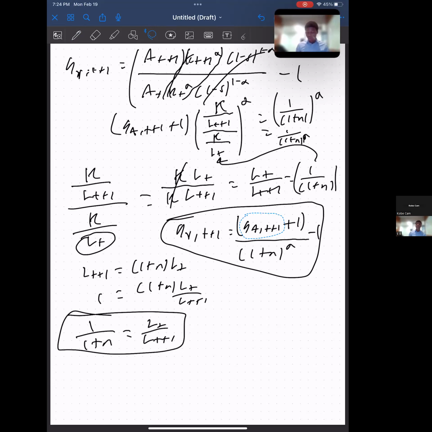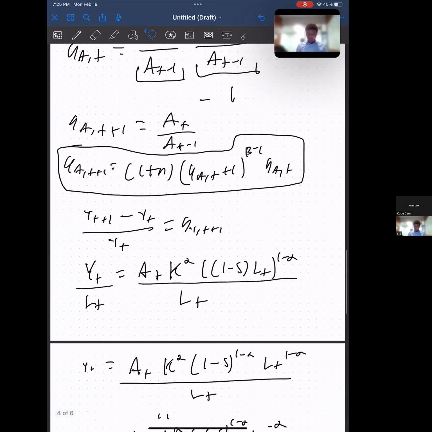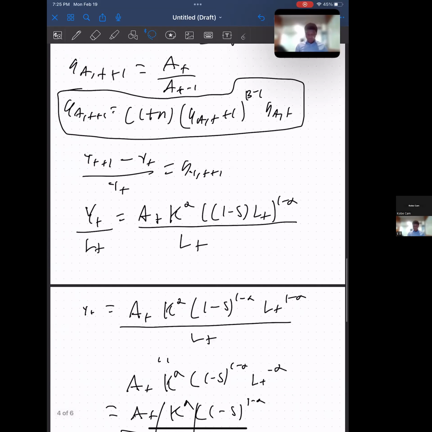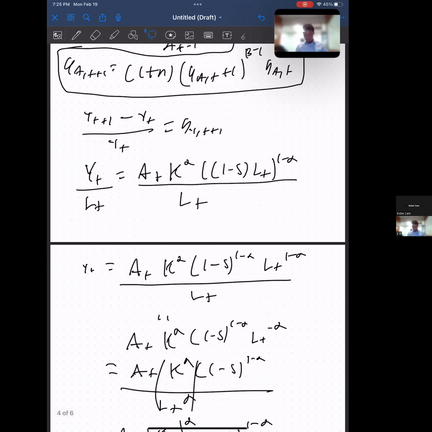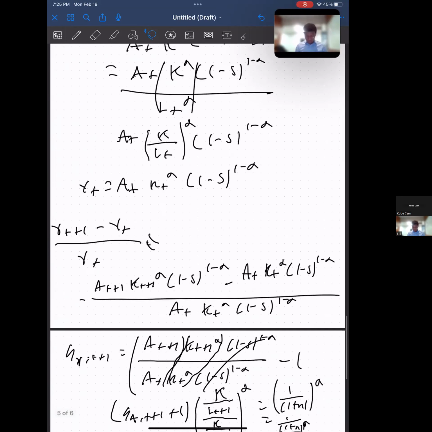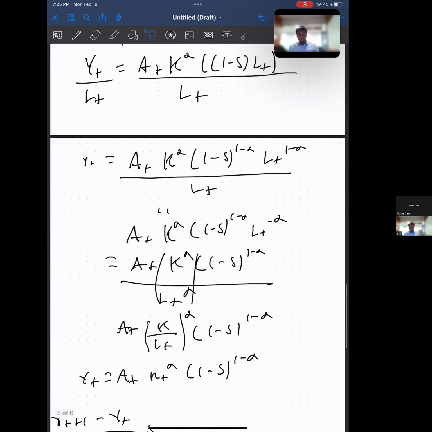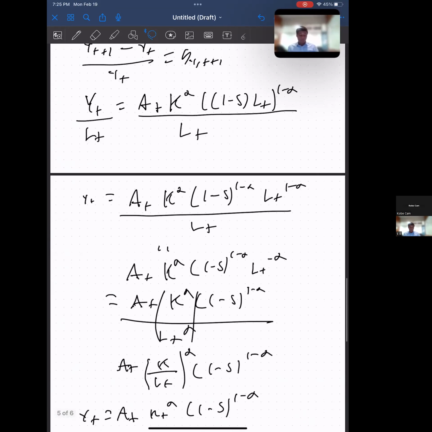G_{A,T+1}. Okay. Remember, we have the equation for G_{A,T+1} right here, right? So we know that the growth rate of output depends on the growth rate of technology, and it's positive, so it's in the numerator. That means if the growth rate of technology goes up, then output also goes up in that same fashion.